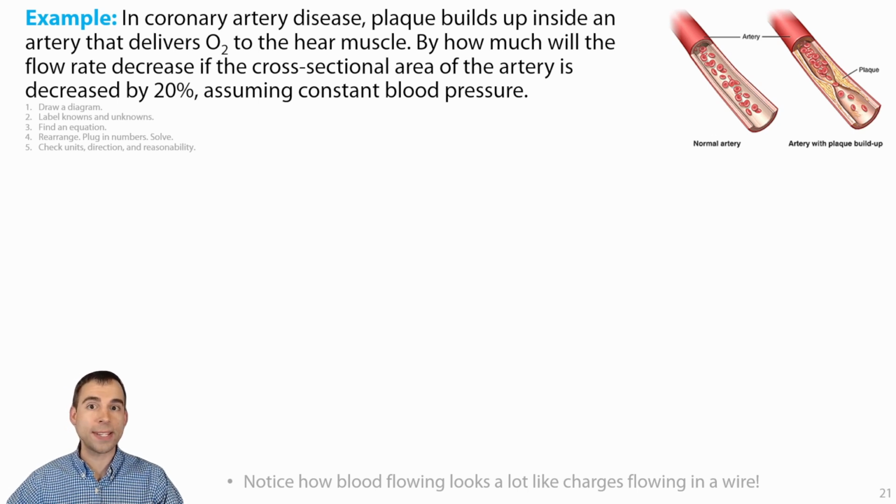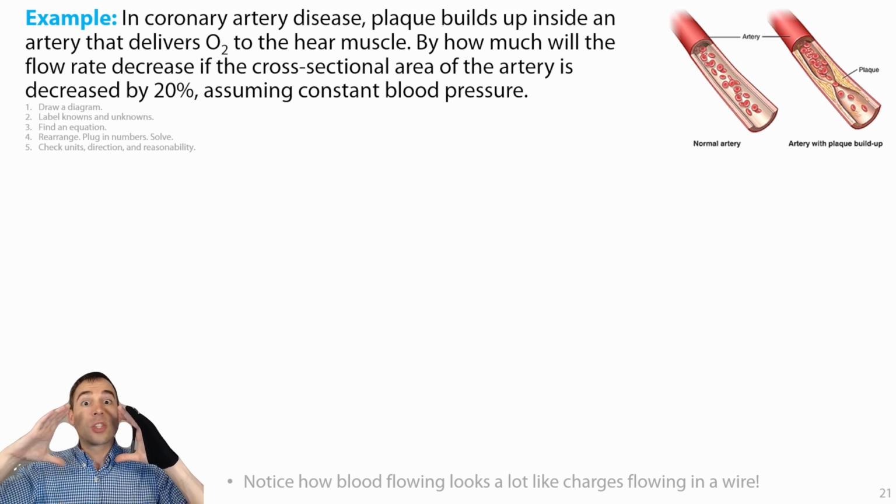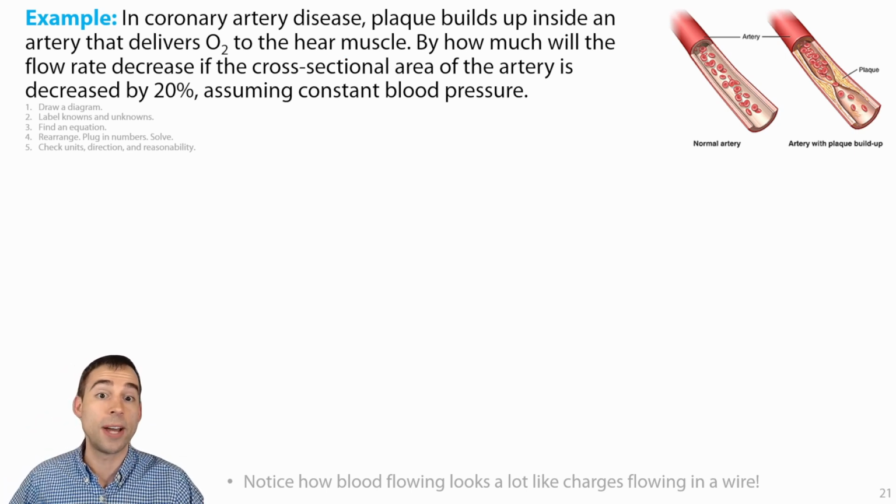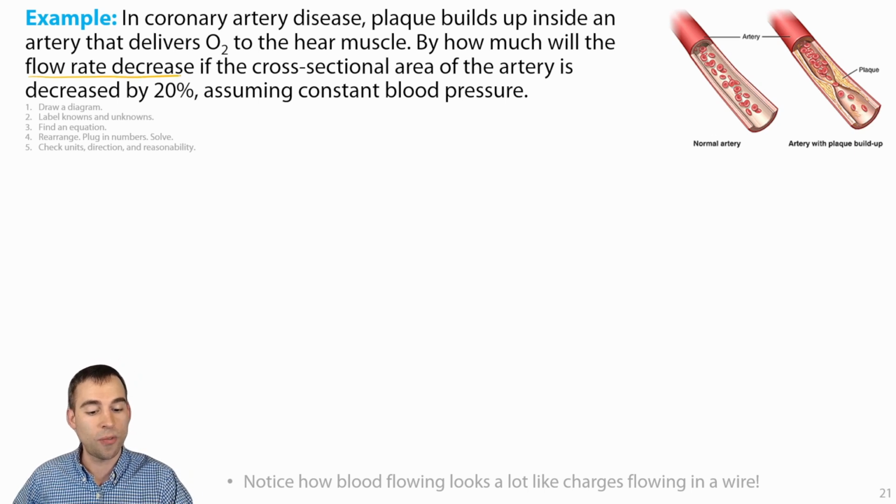For a person who has heart disease, plaque builds up on the inside of their arteries, ultimately constricting the flow of blood by reducing the cross-sectional area of our blood vessels. The question is, how much will the flow rate decrease if the cross-sectional area is decreased by 20%? So if we make those blood vessels tighter, how much will the flow rate change by, assuming everything else stays the same?